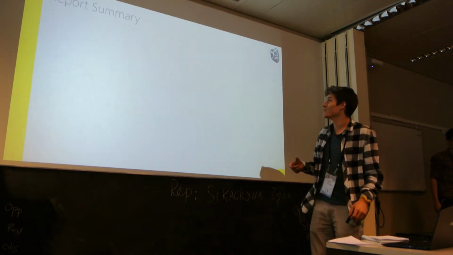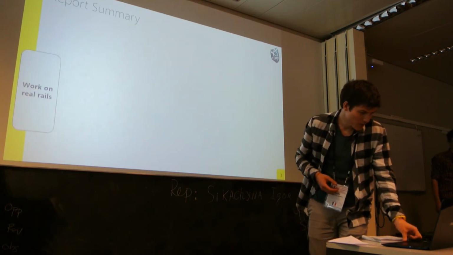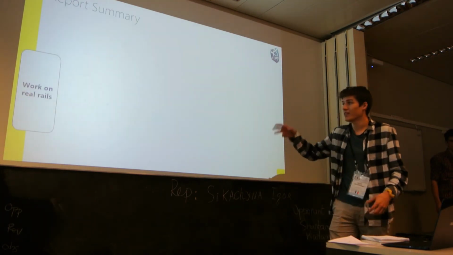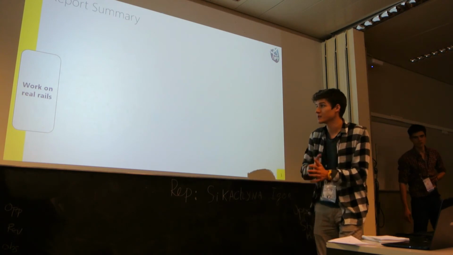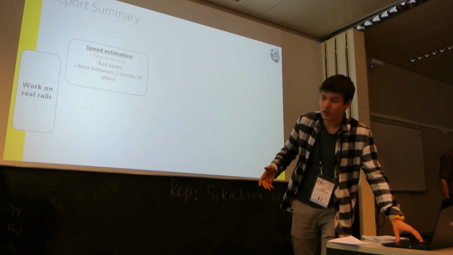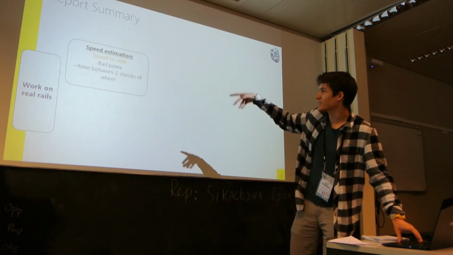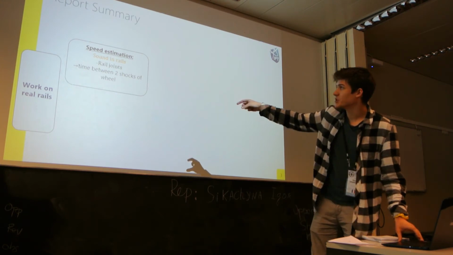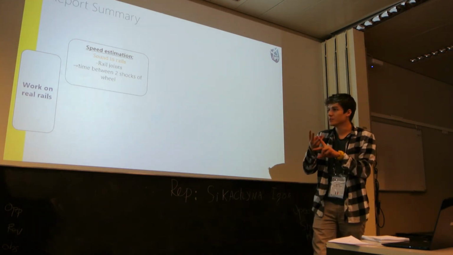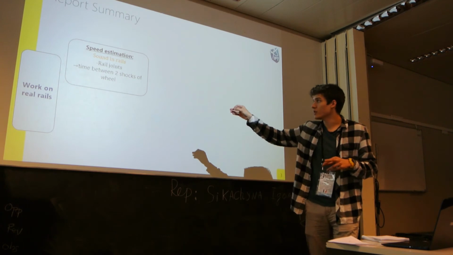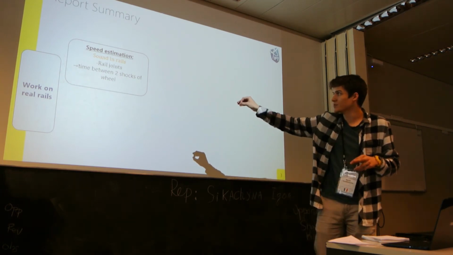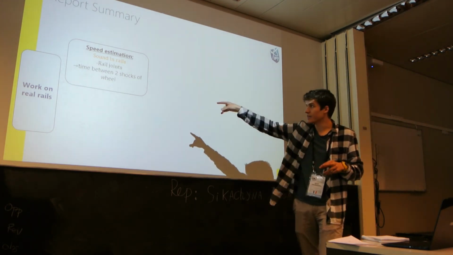I will go for the summary of the report first of all, so I will go for a simple progression. First of all, we have to say that the whole experience was working with real trains, real rails. We started with the speed estimation, using the sound of the rail. There are two possibilities that you proposed: the rail joint, and the time between two shocks measurements, and you actually used the second one.